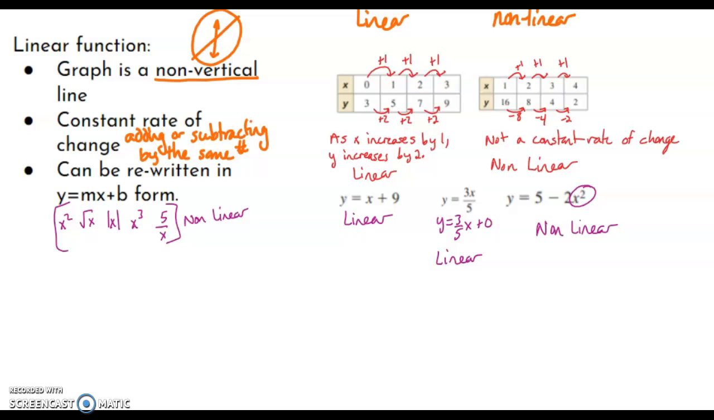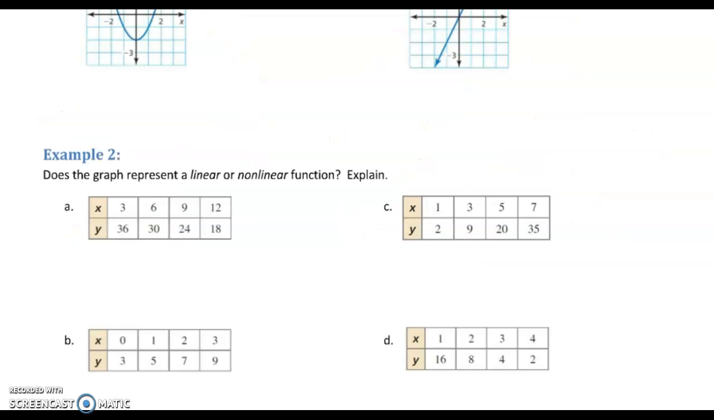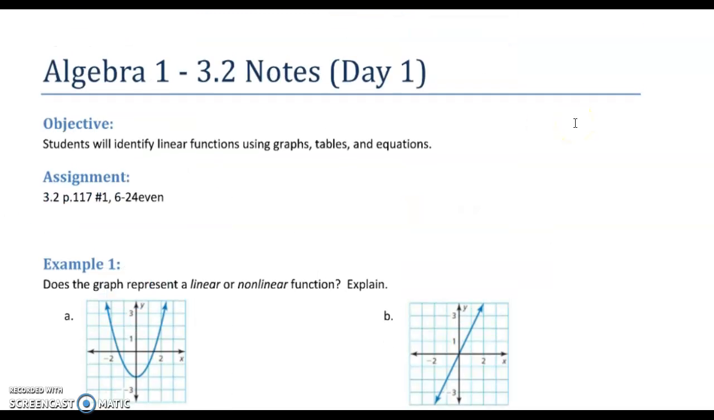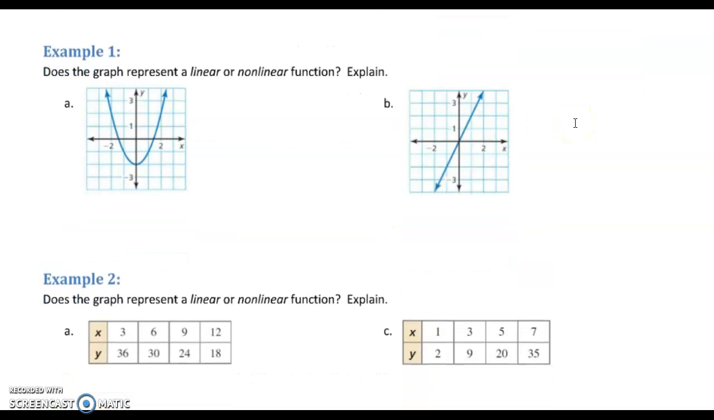Okay, let's go ahead and look at our 3.1 Day 1 notes. They are in your notes packet. All right, so does the graph represent a linear or a nonlinear function on example 1a?